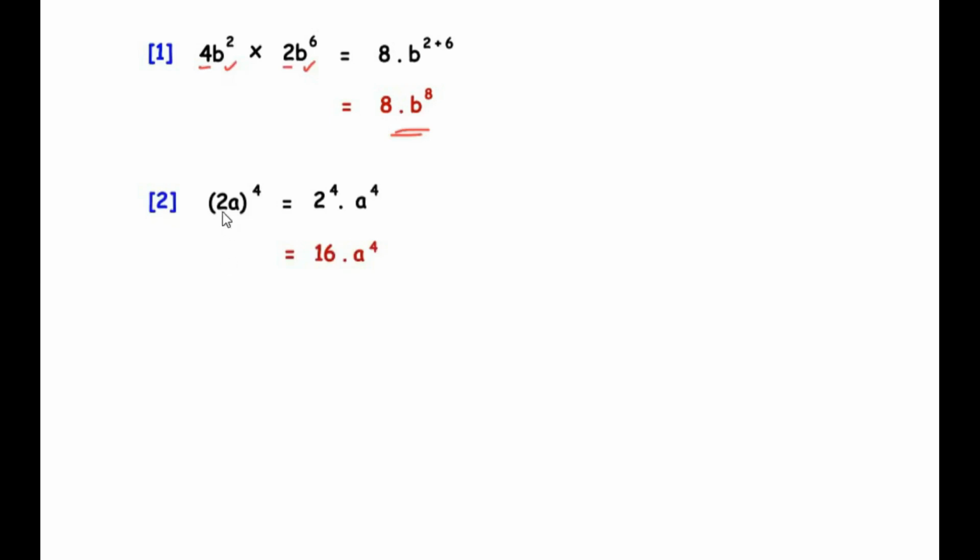Now the second question is 2a, the whole term is raised to the power of 4. So here we are going to make use of the power distribution law where the power gets distributed to 2 as well as a. So here we have written 2 to the power of 4 times a to the power of 4. So 2 raised to 4 gives us 16 times a to the power of 4. So this is going to be our answer.